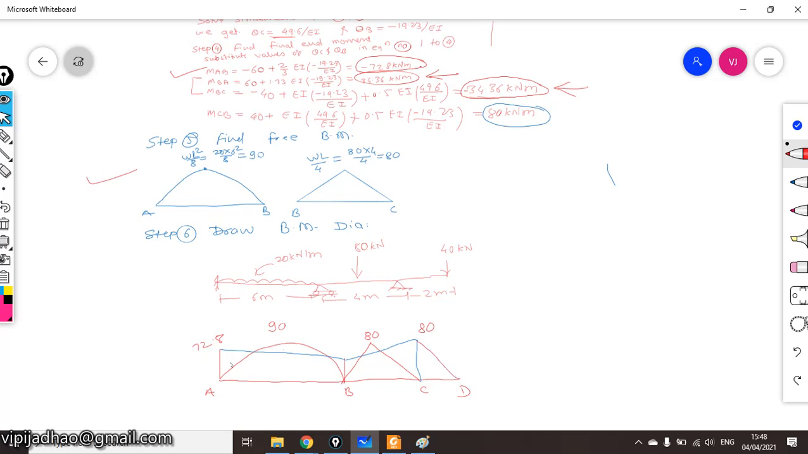This will be negative, this will be positive, this will be again negative, and negative bending moment. So this is your final bending moment diagram. So this is how this particular continuous beam is analyzed.